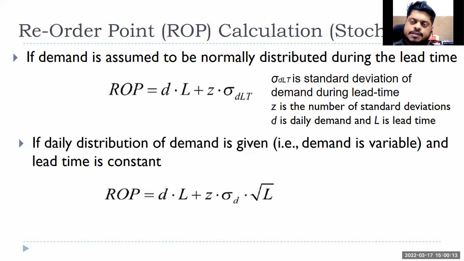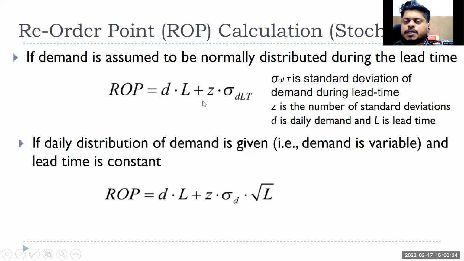But demand might change. For this week, demand might be 10. Next week, demand might be 14. The mean is, let's say, 12. The D into L might be 12. So sometimes it will be 10, sometimes it will be 14. If you calculate the standard deviation, it is coming around 1.8 or 1.6. So this will be your calculation of the reorder point.